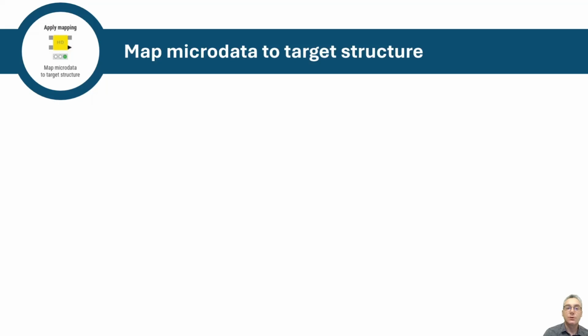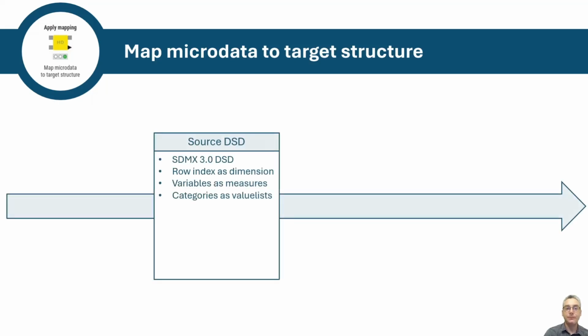Let's take a closer look at how the mapping step works. The starting point is the source data structure definition, which replicates the DDI codebook describing the microdata file. This is an SDMX 3.0 DSD, where a row index serves as the unique dimension and all variables are represented as measures. Categories are defined through value lists.